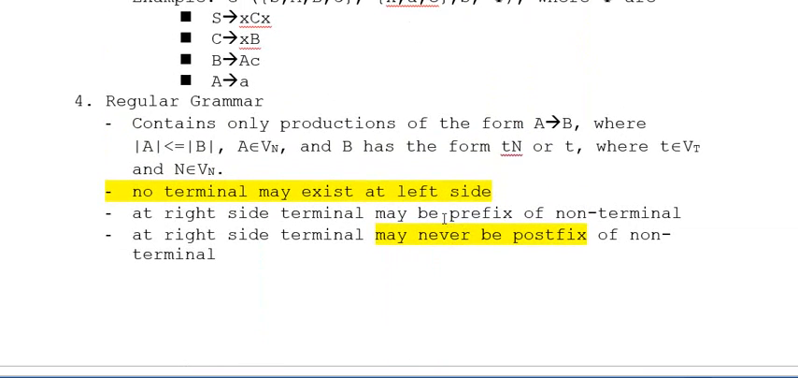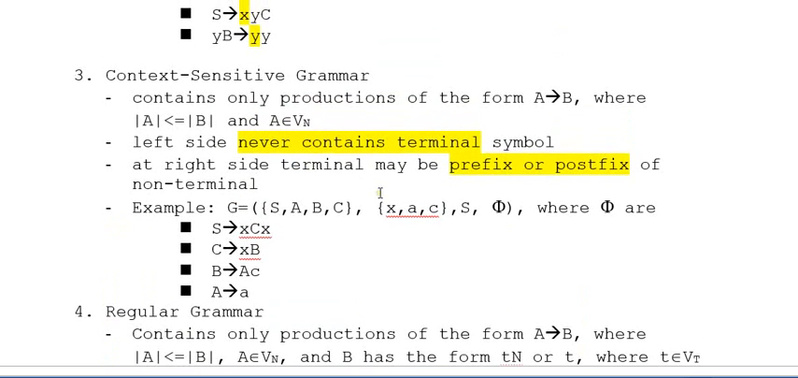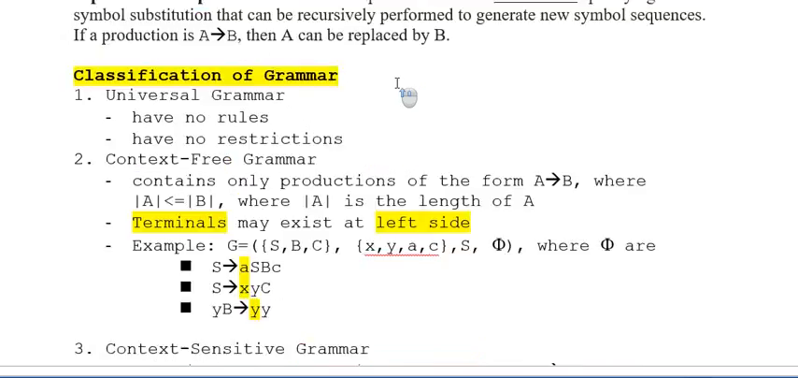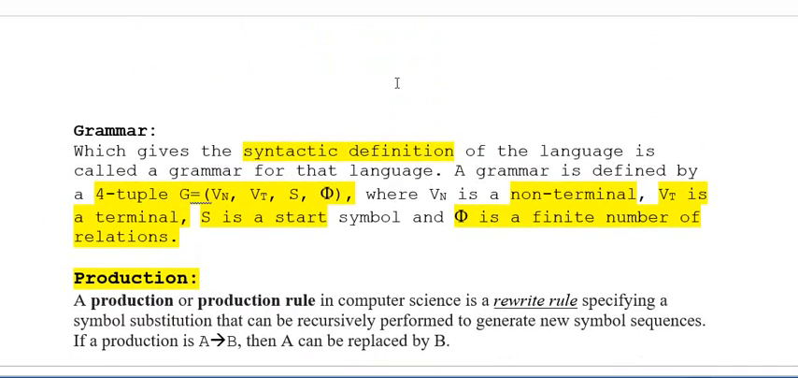If all the terminals around the non-terminals are prefixed, then it is called a regular grammar. If they are prefixed and also postfixed, it is known as a context-sensitive grammar. And if the terminals are on the left side, then we can consider it a context-free grammar, and no rules and regulations apply to the universal grammar. Hopefully you understand the grammars. Thank you.